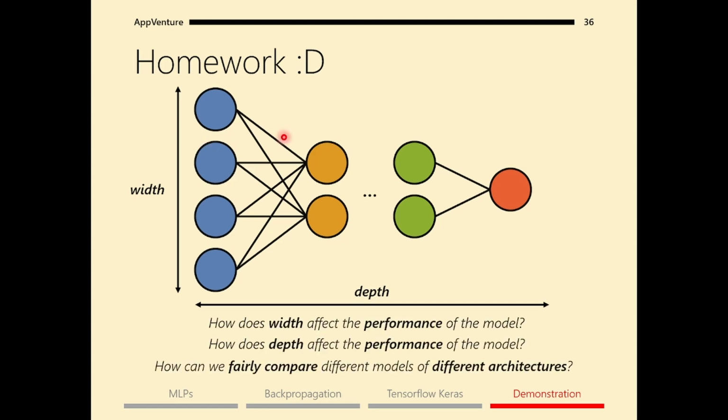As homework, you can try to answer these questions. How will changing the width affect the performance? How will changing the depth affect the performance? And finally, how can we fairly compare models of different architectures? Is there a way we can reduce the capacity of a model's ability to learn down to a single parameter, so that if two different architectures give the same number, it is fair for us to compare them to see which architecture is better?